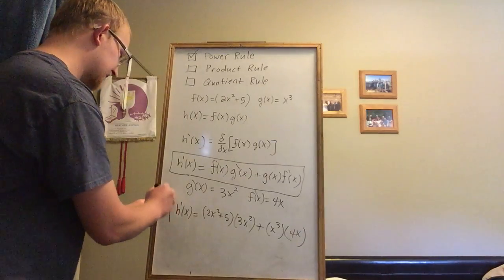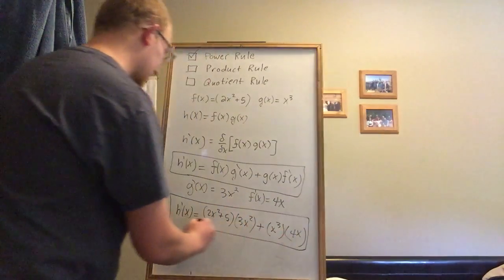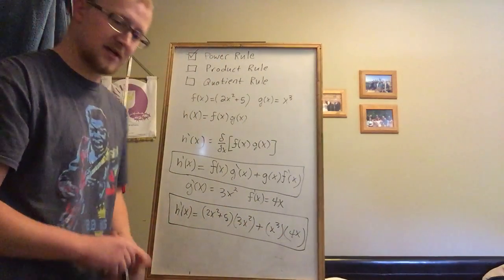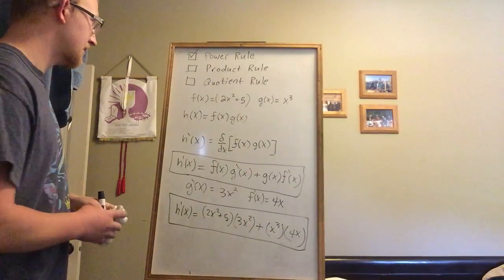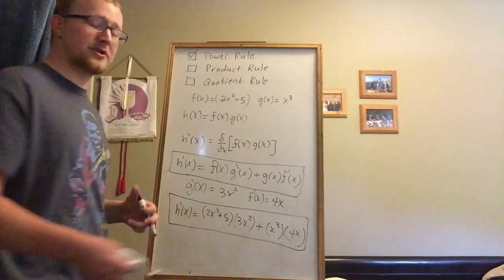And so right there we've solved for the derivative of h of x, where h is a product of two sub-functions. Alright, next we're going to take a look at the quotient rule.